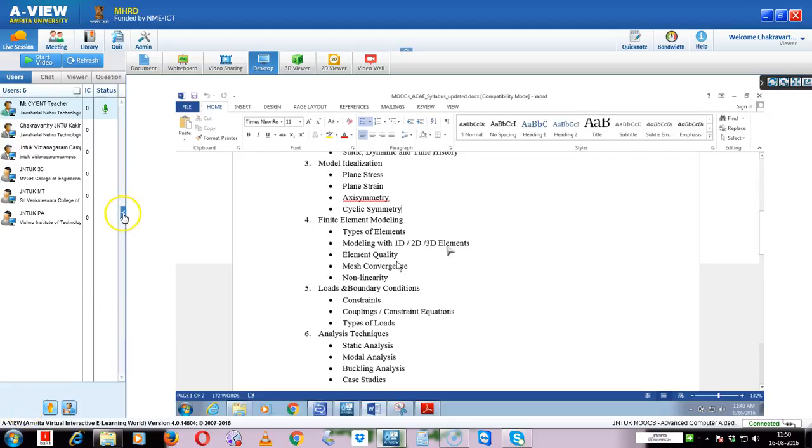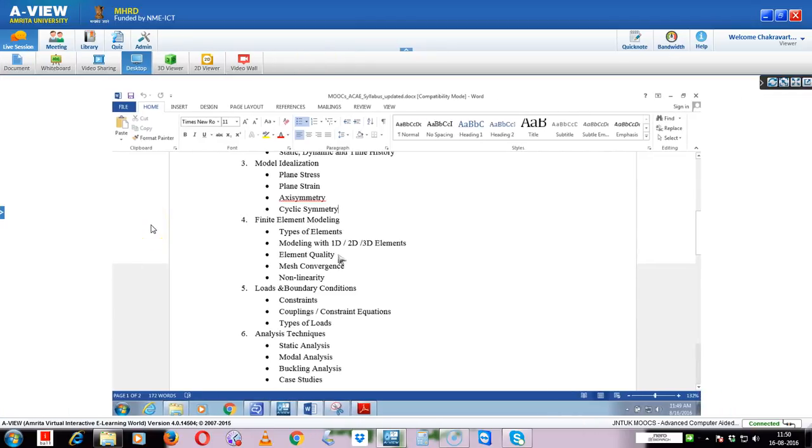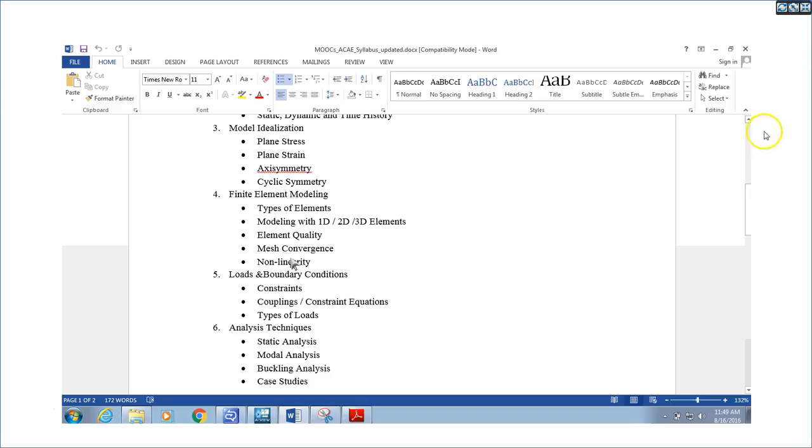Modeling with 1D, 2D, and 3D elements. We'll also discuss the various quality aspects we'll check in finite element modeling, and we'll be discussing mesh convergence, and we'll be talking about linearity versus non-linearity. What are the various types of non-linearities that exist in finite element modeling? This is chapter 4.